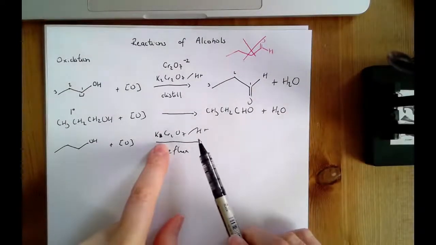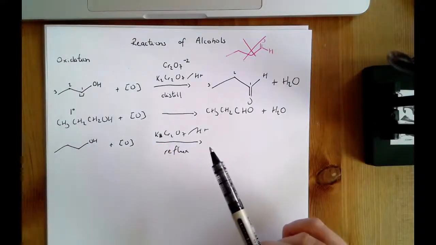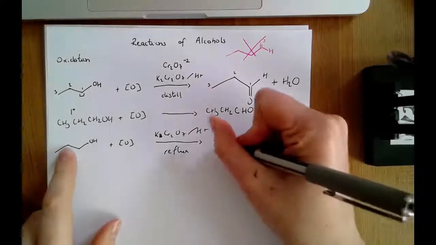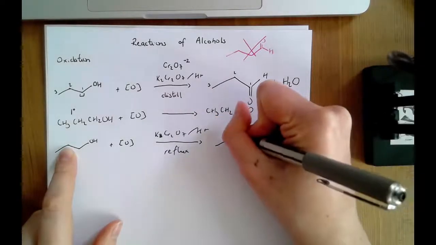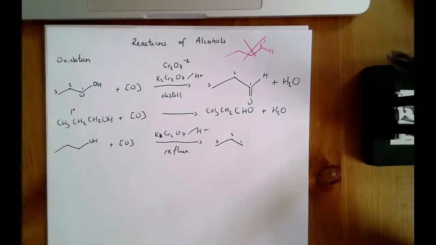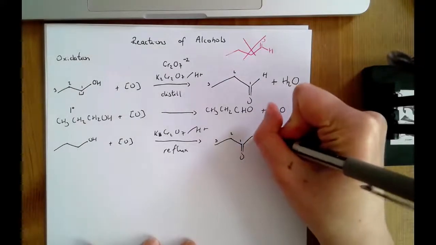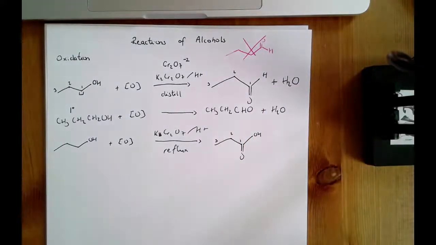Underneath, I've got the same primary alcohol. I've got the exact same reagent, but instead of using distillation, I'm using reflux, and that changes the product. I'm still going to have 1, 2, 3 carbons in my product, but instead of having an alcohol functional group on carbon number 1, I'm going to have a carboxylic acid functional group. So I draw in my carboxylic acid functional group onto carbon number 1.